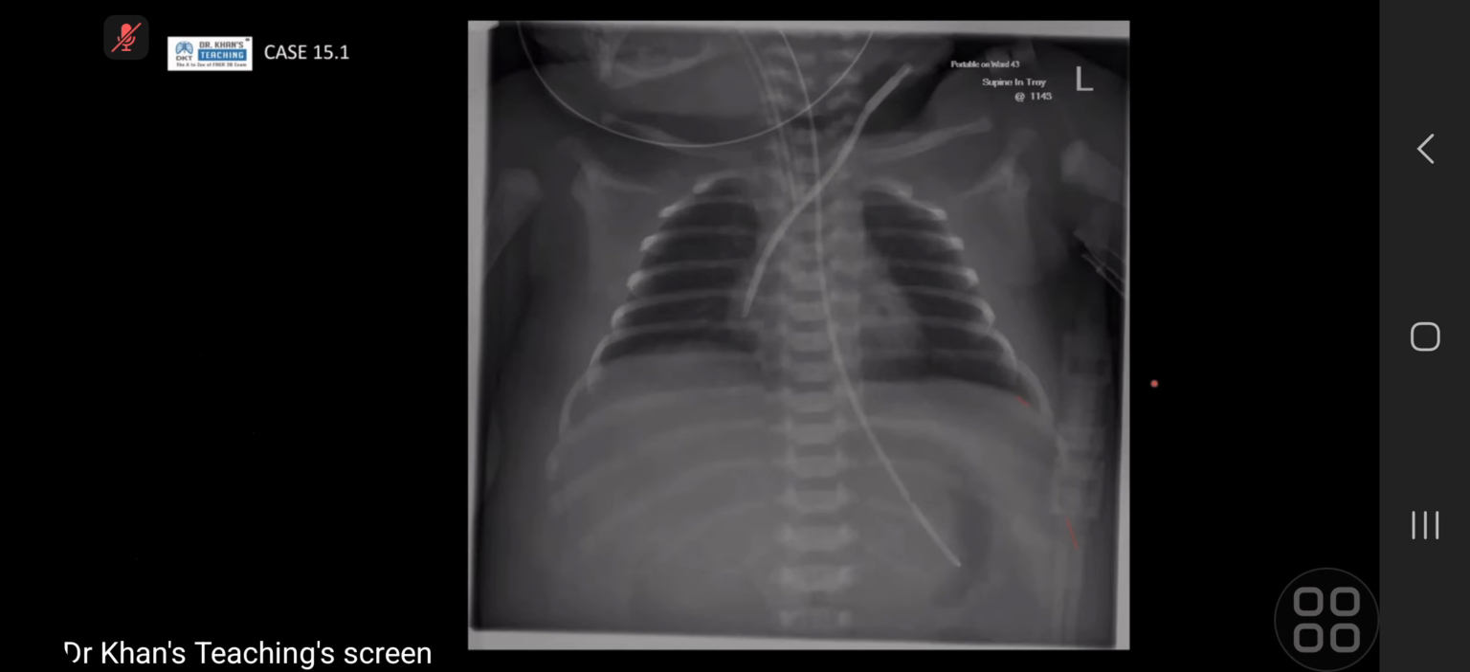I think there is a central venous line, an intravenous jugular line, passing from the left internal jugular to the right side. Okay, I think it's in proper position also.